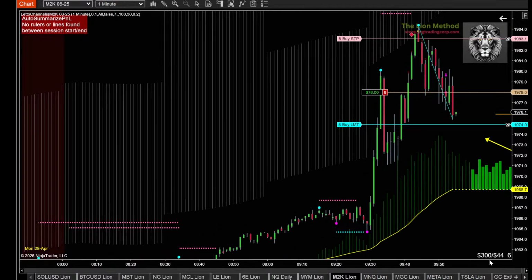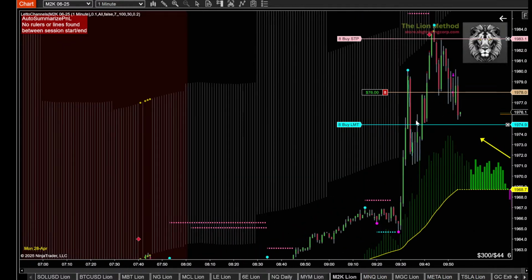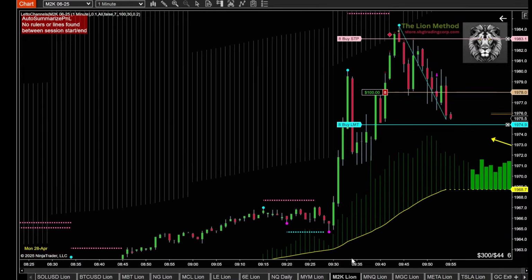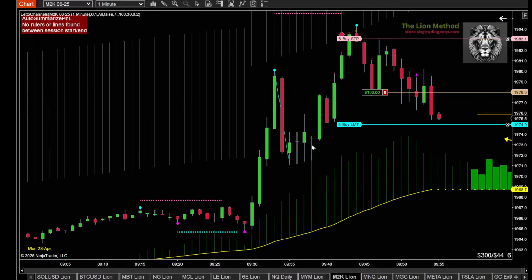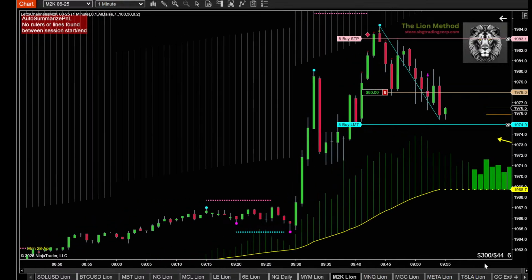So we're coming into prior support here. Resistance, and then it becomes support. But let's see. This area here, this back and forth, is an area of liquidity. I need to see if that is going to hold or not.